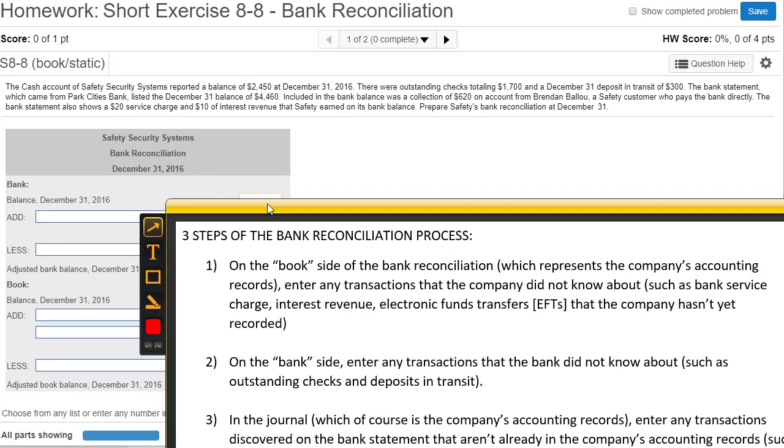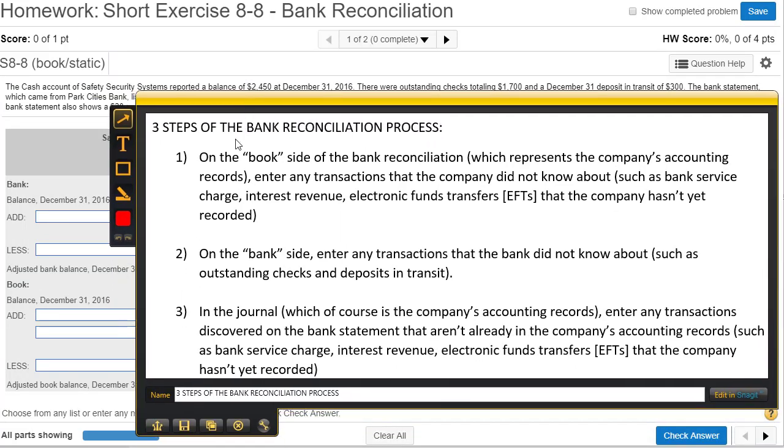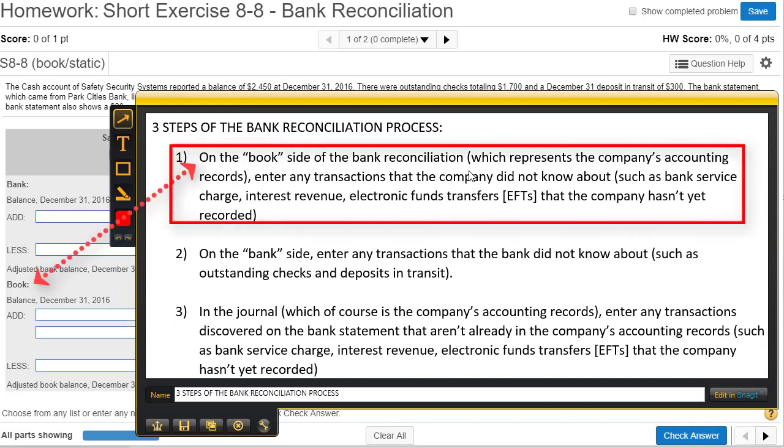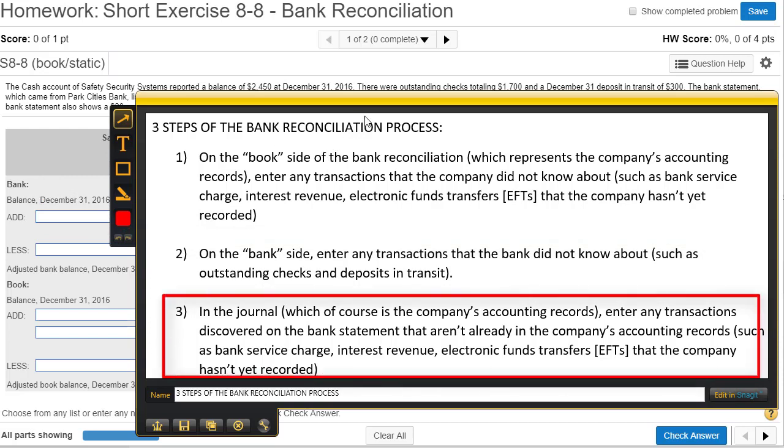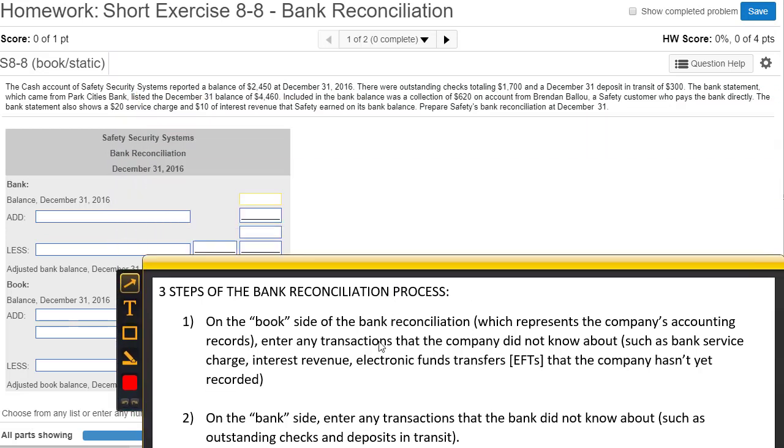Getting back to our review from the previous video, on the book side of the bank reconciliation, which represents the company's accounting records, we're going to enter any transactions that the company did not know about, such as bank service charge, interest revenue, electronic funds transfers, etc. And then up here on the bank side, we're going to enter any transactions that the bank did not know about, such as outstanding checks and deposits in transit. And then later in the next homework exercise, we're going to enter the transactions that are missing in our accounting records, and we'll enter them in the journal.